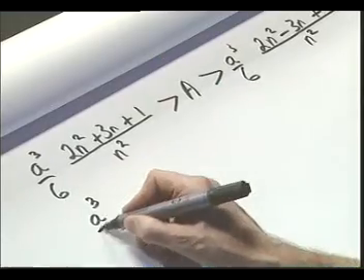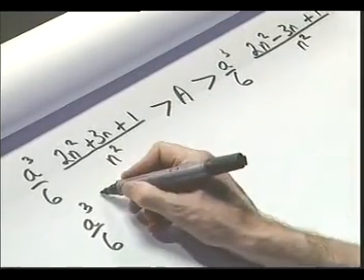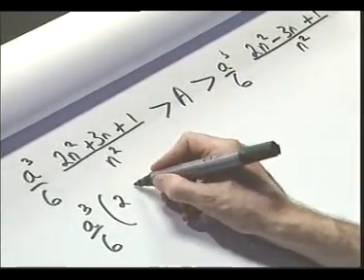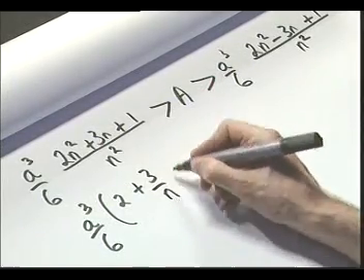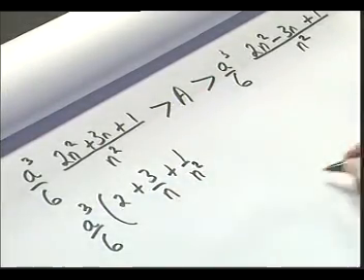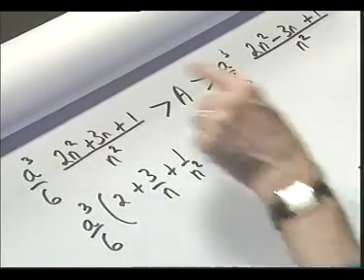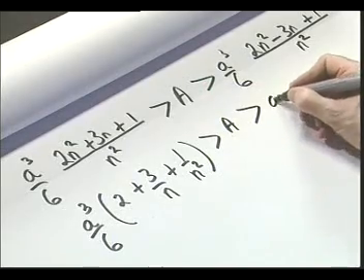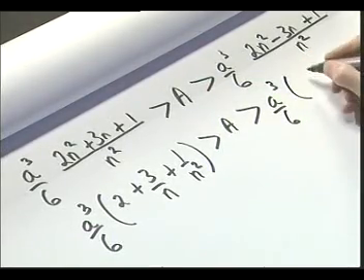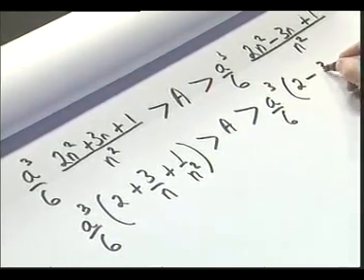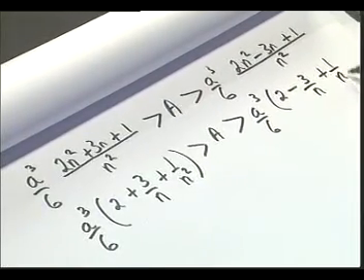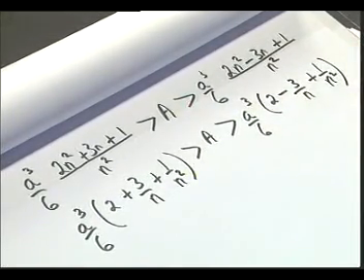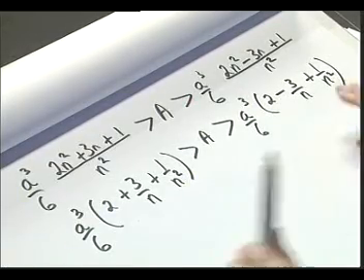Now let's divide each term by n squared. A cubed over 6, 2 plus 3 over n plus 1 over n squared. That's dividing each term in turn by the n squared. Is greater than a cubed over 6, 2 minus 3 over n plus 1 over n squared. Now, it's taken us rather a long time to arrive at this position, but we're here where we want to be now.